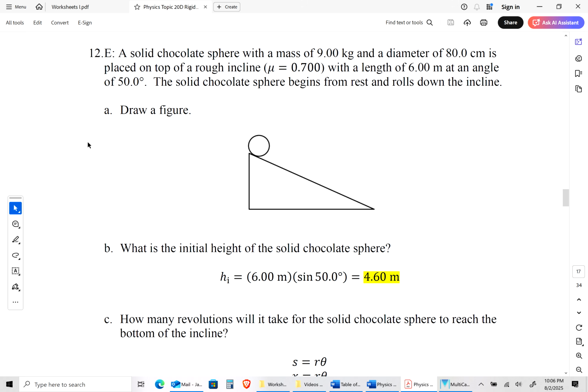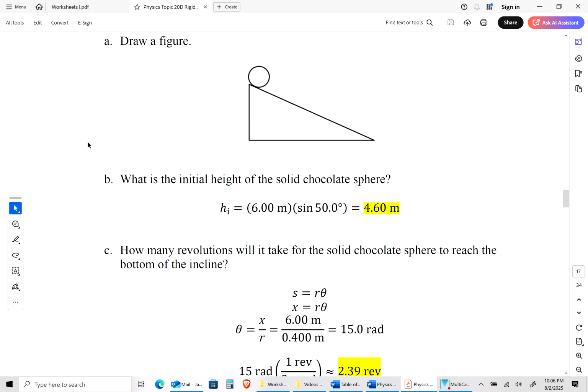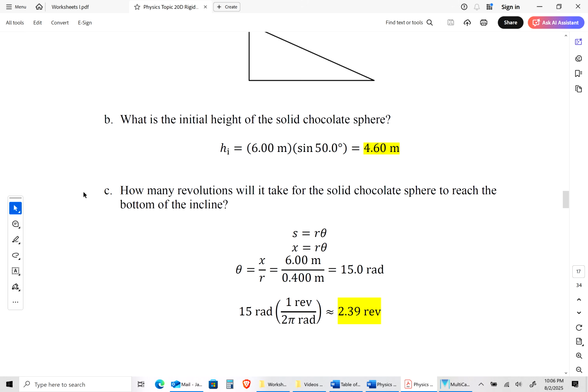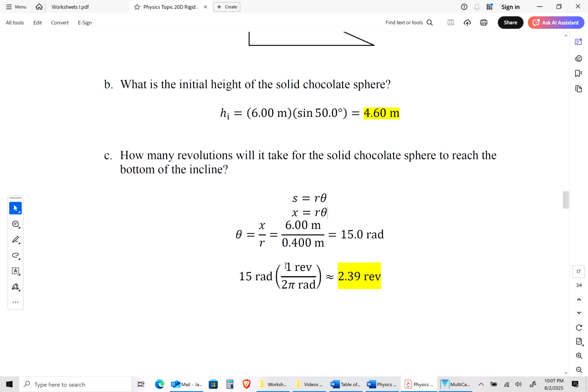Part B, what is the initial height of the solid chocolate sphere? Let's just use trigonometry. Part C, how many revolutions will it take for the solid chocolate sphere to reach the bottom of the incline? So S equals R theta, X equals R theta. We solve for theta. And we want revolutions, not radians. So we multiply by 1 revolution equals 2 pi radians. So what's in parentheses is 1.